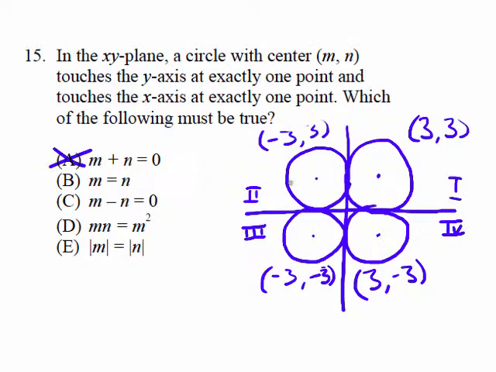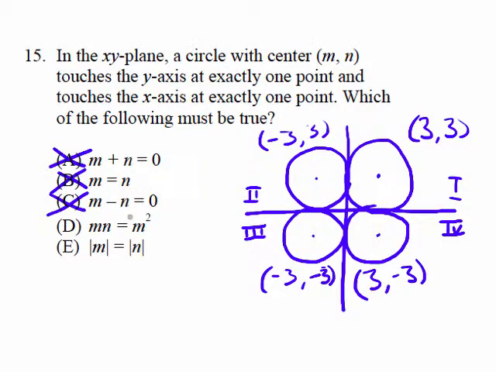All right, so the first and third quadrants are when m and n are equal to each other. That is not true in the second and fourth quadrants. C, m minus n equals 0. Well, that's true. That's actually the exact same thing as saying m equals n, right? If you add n to both sides of this equation, you get m equals n. So we've already said that's not true.